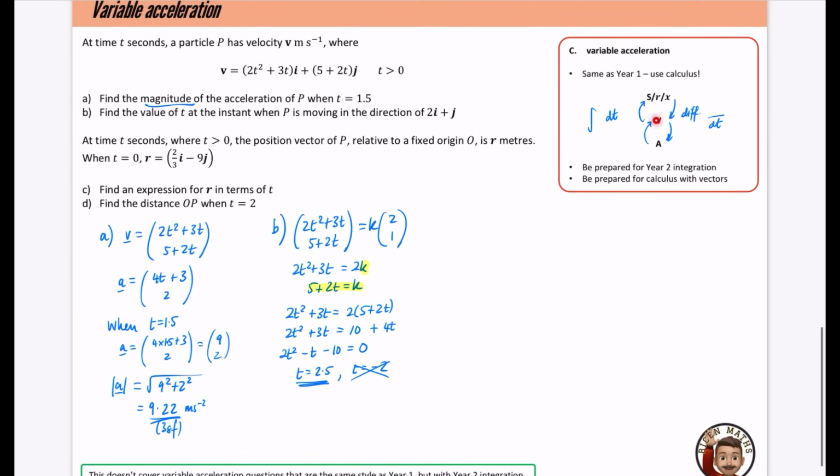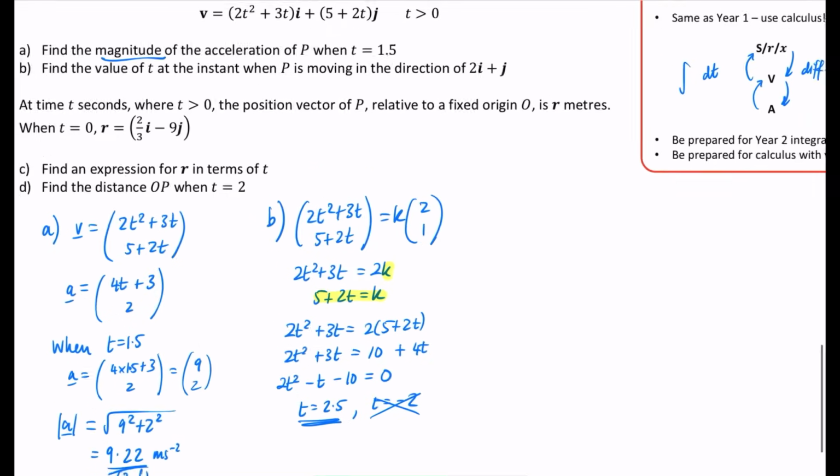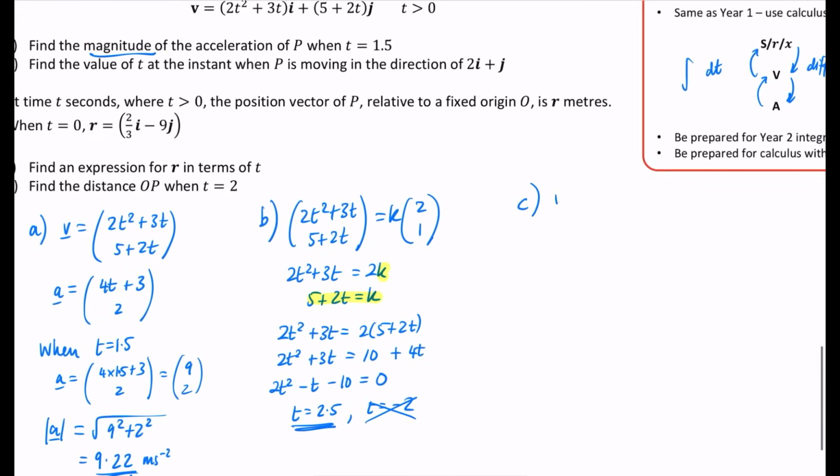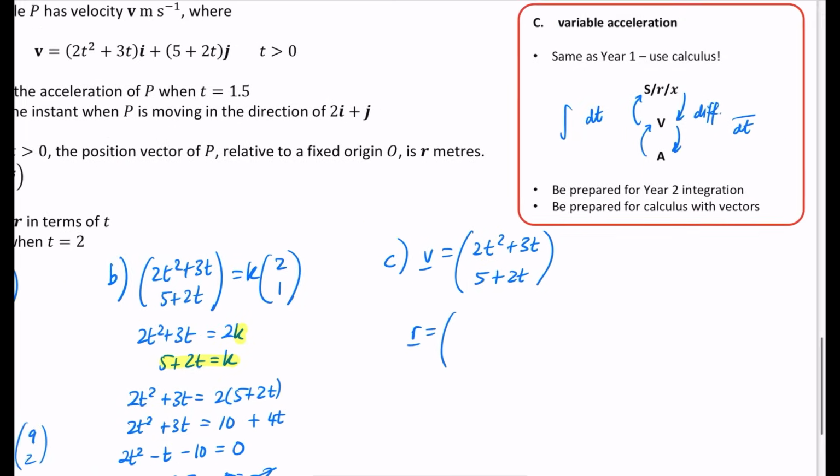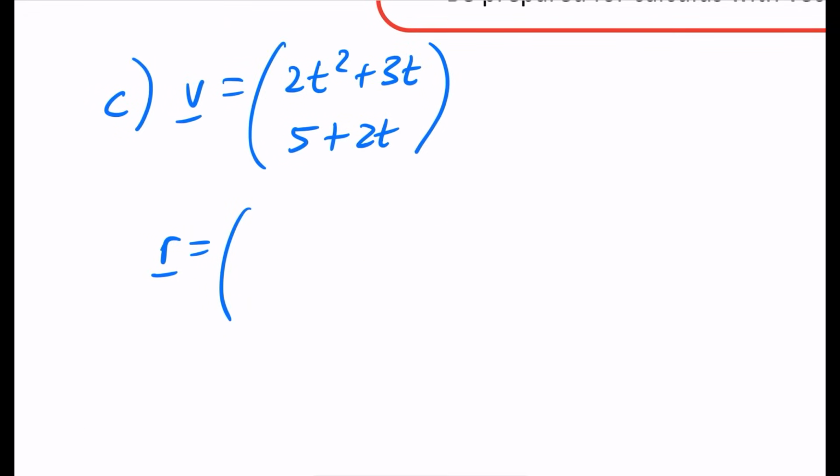Well, we've got v, we want to find r, that means we need to integrate the velocity. So let's do this. If the velocity is (2t squared plus 3t) i plus (5 plus 2t) j, and I want to find out what r is equal to, we're just going to integrate. So 2t squared, I'm going to increase the power and divide by the power. I am going to increase the power and divide by the power. I am going to just add a t on, and I will increase the power and divide by the power.